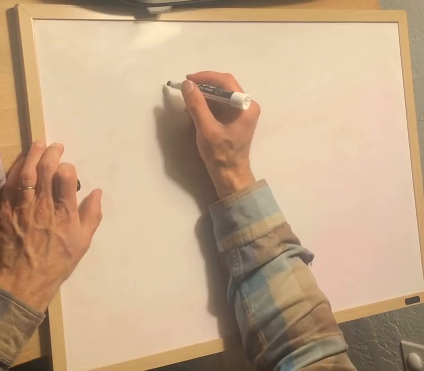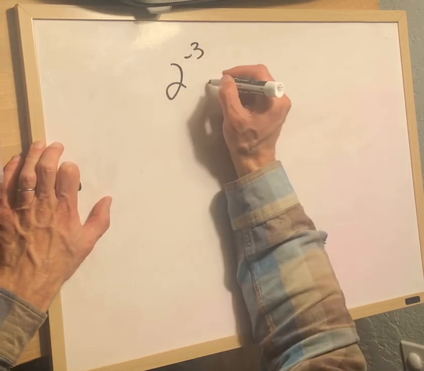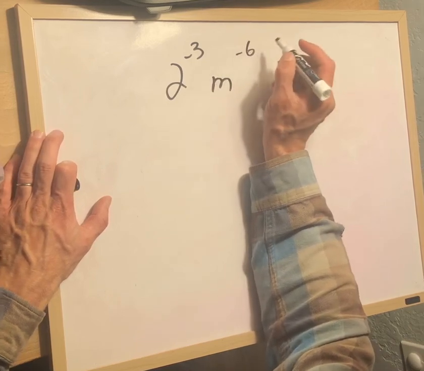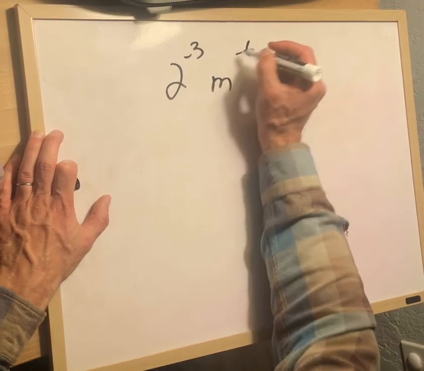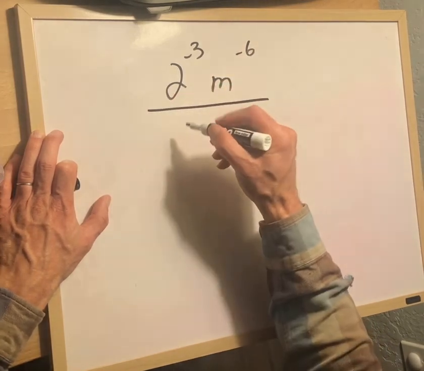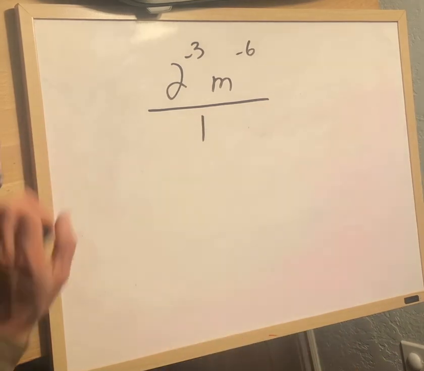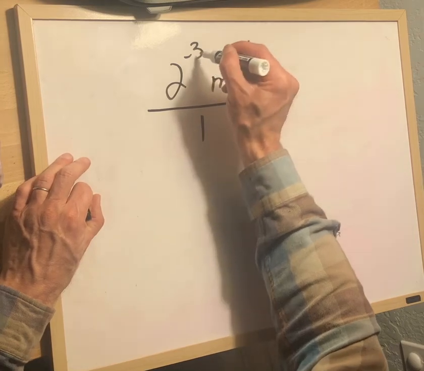I'm going to distribute that -3 to the 2, and I'm going to distribute that -3 to the m. 2 times -3 is -6, because there was an m squared, times a -3 on the outside, over 100x to the 0th power, which all becomes 1. All right, now look, 2 to the -3rd flips.